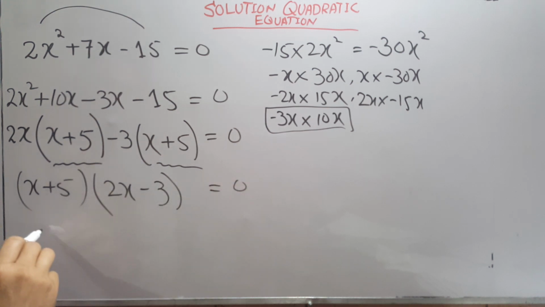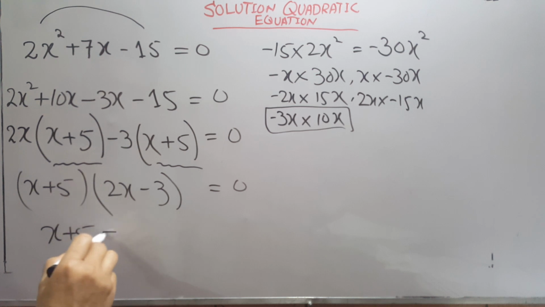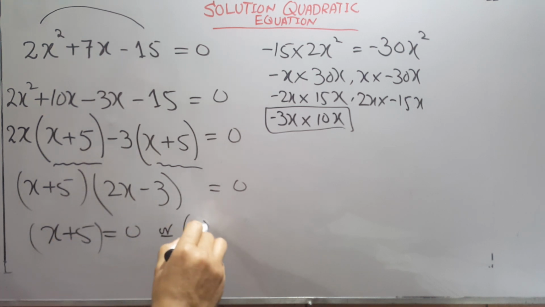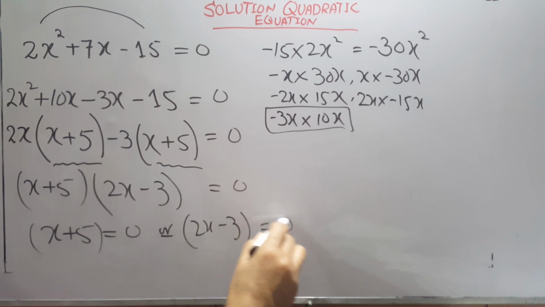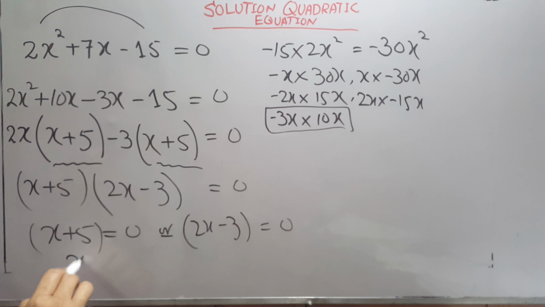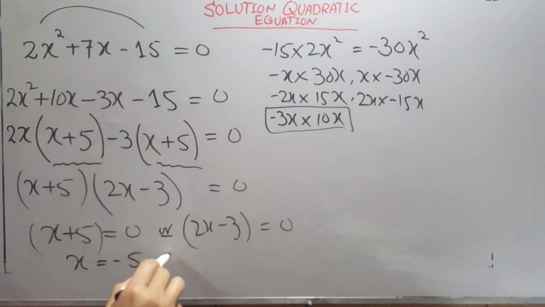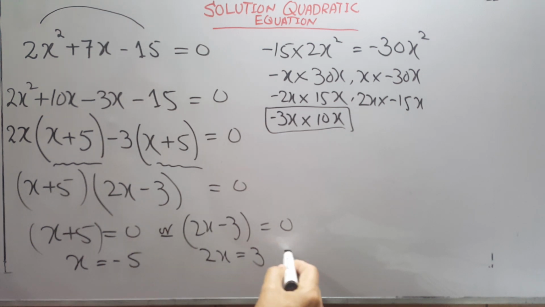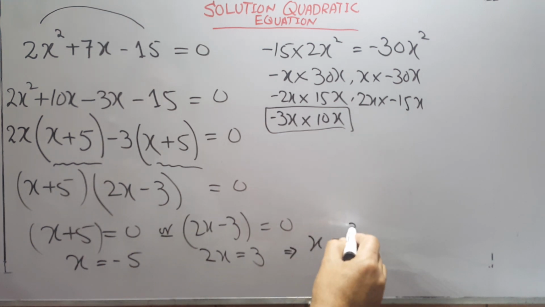So this means x plus 5 is 0, or 2x minus 3 is 0, right? Which means x is equal to minus 5, and 2x is equal to 3. If you divide by 2 on both sides, we have x is equal to 3 over 2.